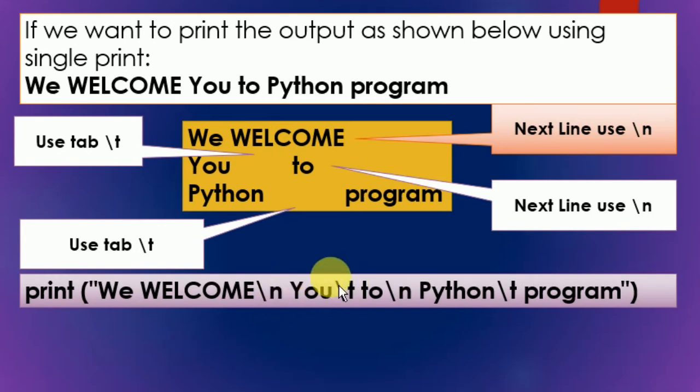Then between you and 2 there is a gap, so place slash t. Then after 2 you need to move to the next line, so place a slash n. Between Python and program you need a space, so place slash t. When you execute this line, it will give you the same output as is given.